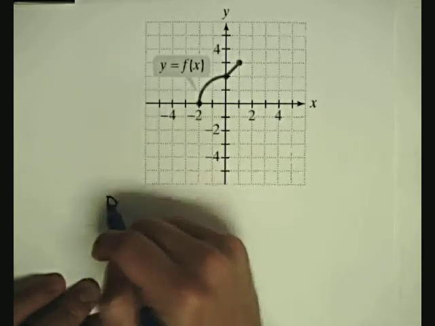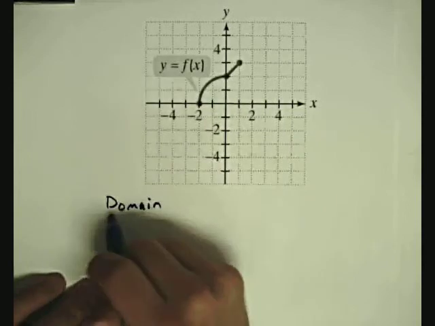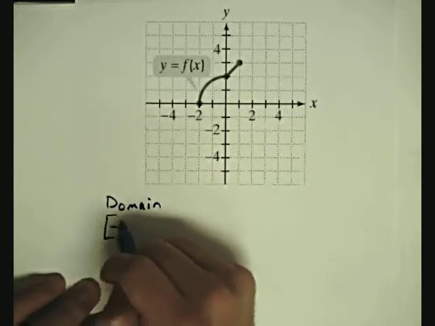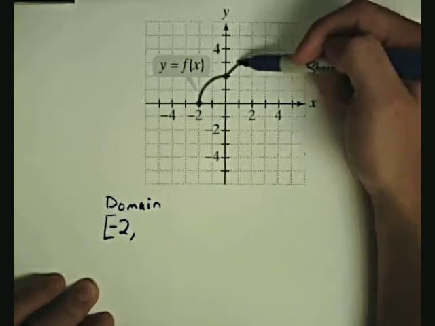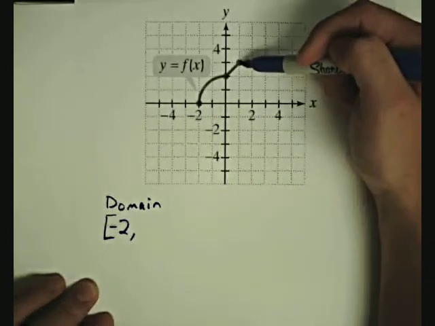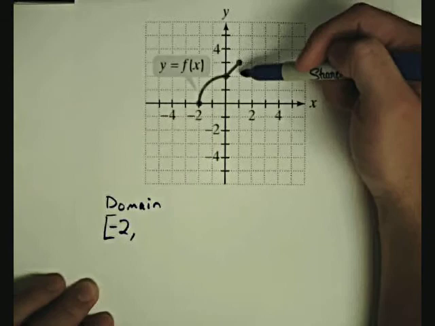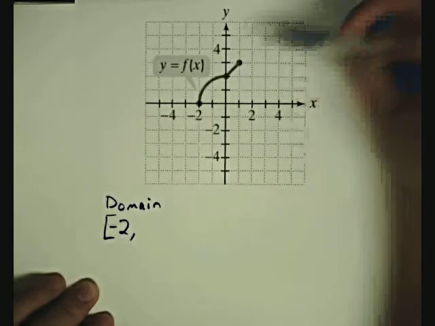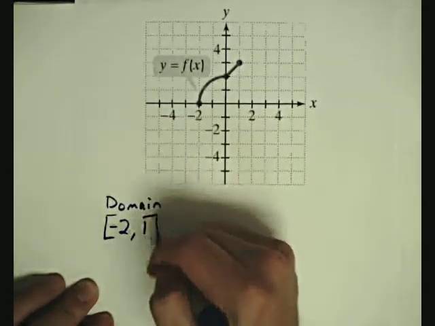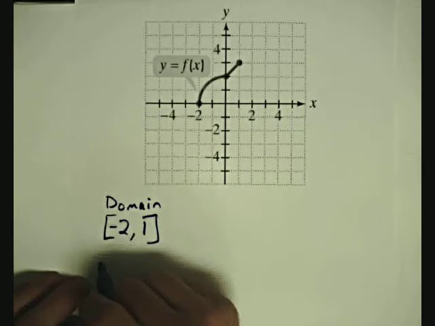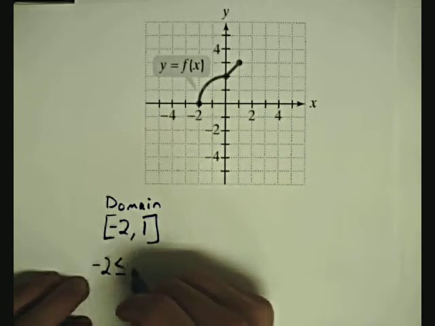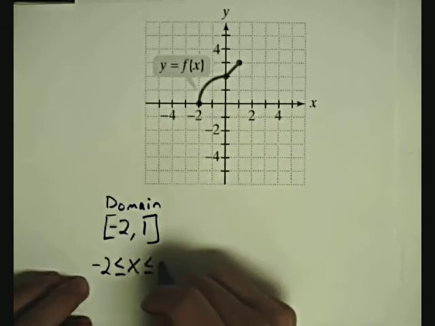So for the domain, it starts at negative 2 and ends right here. That's our furthest point to the right, and that happens at x equals 1. So the domain in interval form is negative 2 to 1. In set builder or inequality form, we would have negative 2 less than or equal to x less than or equal to 1.